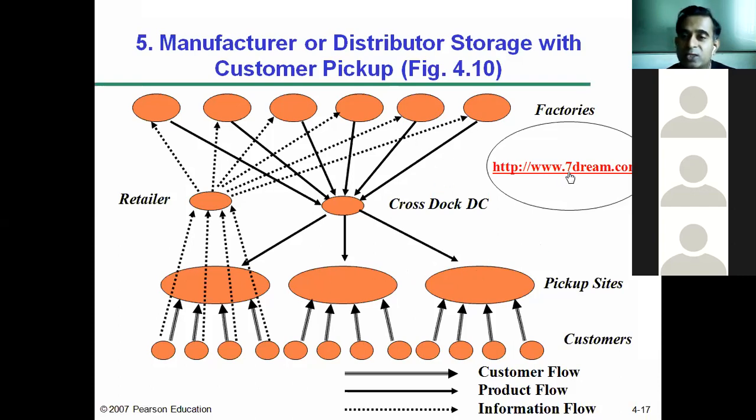Like in Japan, 7dream.com is an online platform for a brick and mortar retailer called 7-Eleven Japan. It is much in discussion across the premier MBA institutions for its supply chain strategy. 7-Eleven Japan is an organized retailer in Japan, and the online wing of this retailer is www.7dream.com. So what they do is, the customer can place an order on 7dream.com.